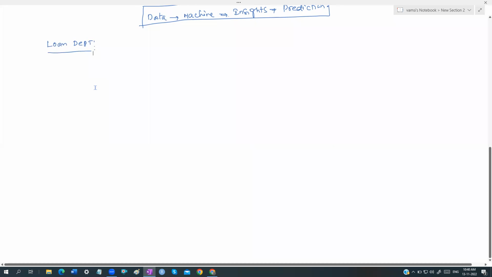The loans department will give loans to various customers. Not only giving the loans, they have to check whether customers are repaying those loan amounts or not.